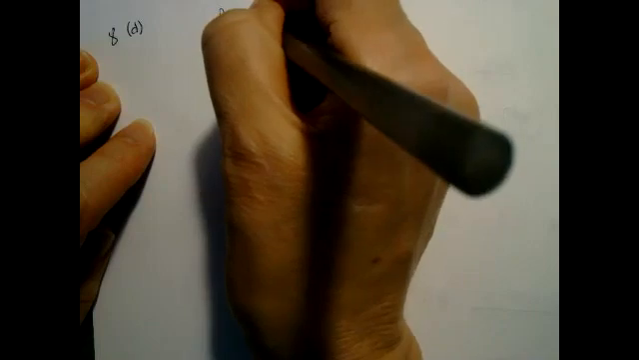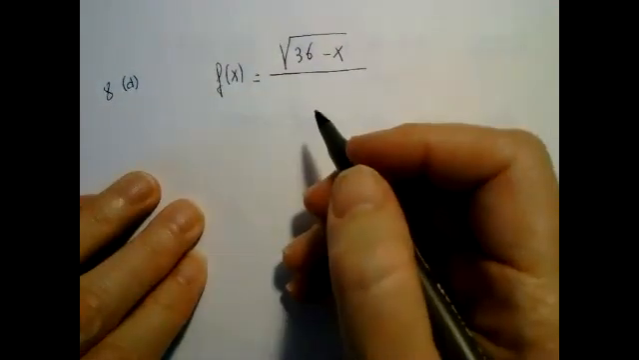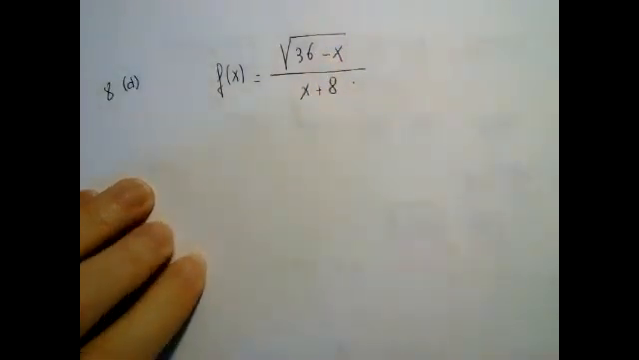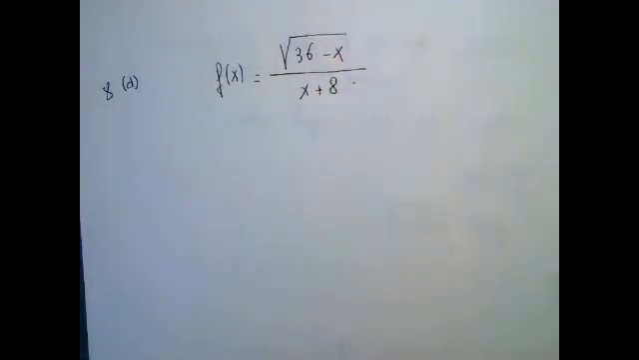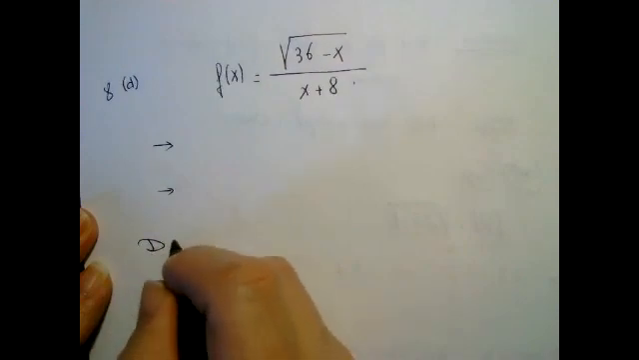It's part D, section 2.1, number 8, part D. f of x equals the square root of 36 minus x, divided by x plus 8. Okay. Now, I'll give you a minute to tell me what the domain is. And in the meantime, you have to tell me where you get your answer from.